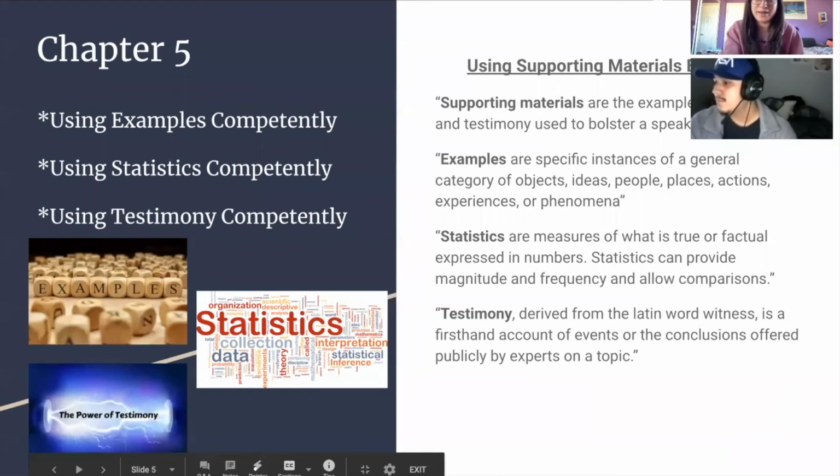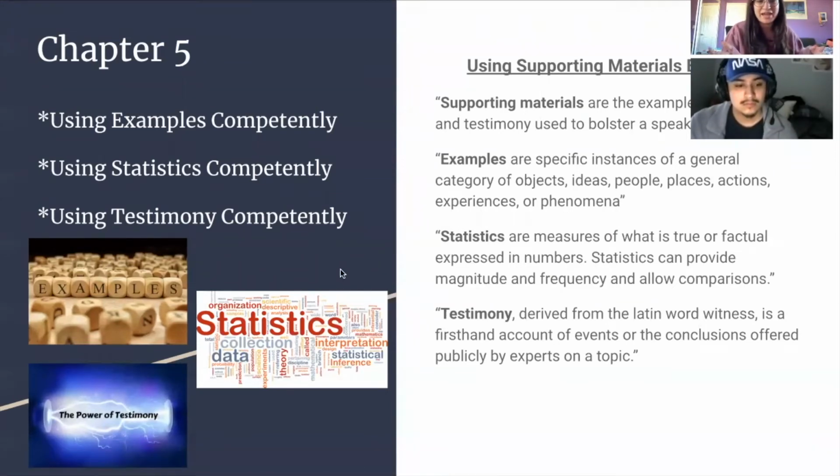Okay, so now that we have talked about chapter 4, we're going to talk a little bit about chapter 5. In chapter 5, we talk about how to use supporting materials effectively: using examples competently, using statistics competently, and using testimony competently.